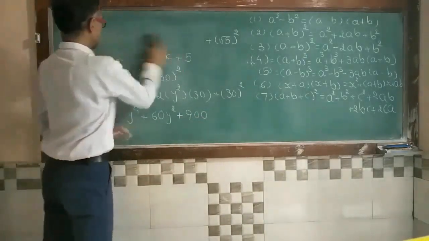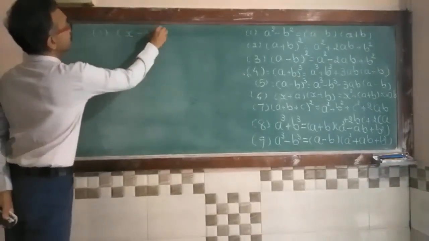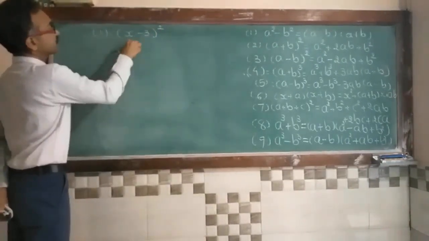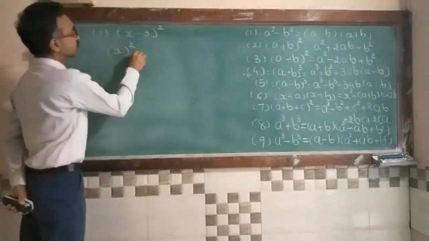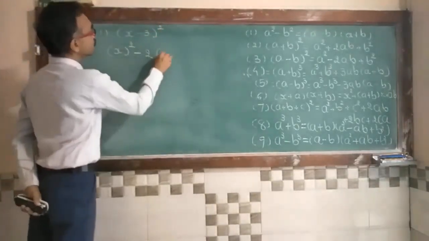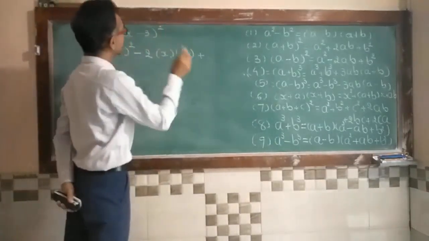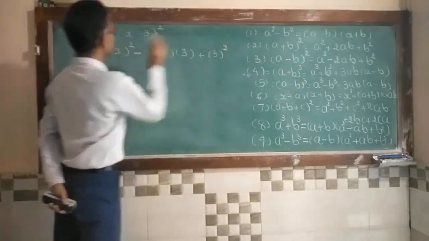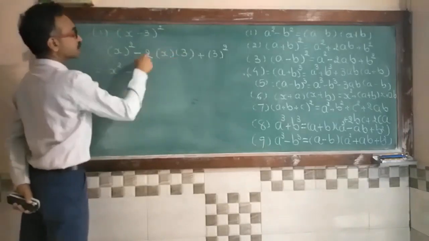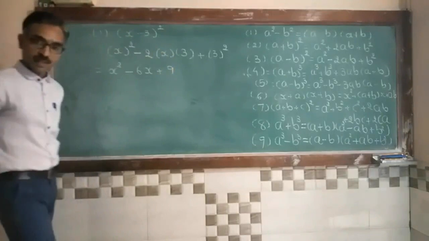Again, see, suppose you are given x minus 3 whole raised to square. So the answer is x square, minus is there, so you have to write here minus multiplication of all the terms, 2 into x into 3. The last term is always plus 3 square. So the answer is x square minus 6x and plus 9.